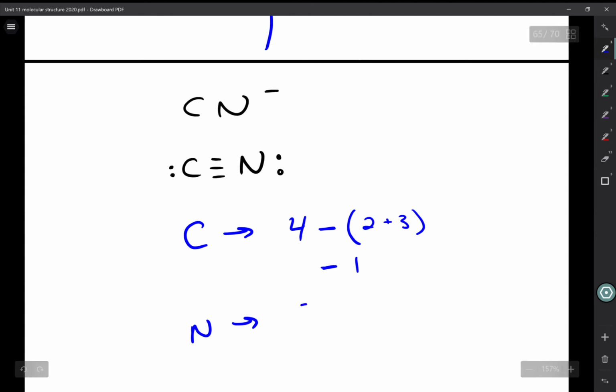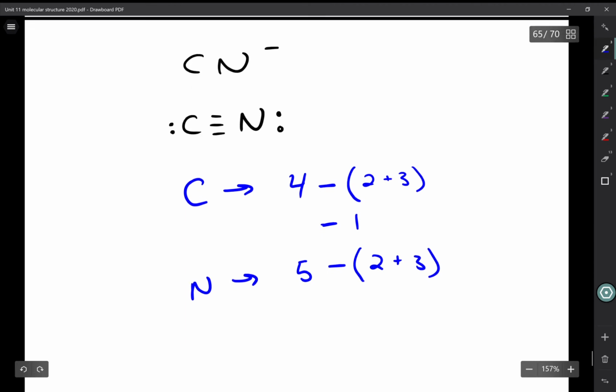All right, nitrogen has 5 in its free atom, minus the unshared, which is 2. And then 2, 4, 6. Half of that is 3. So 5 minus 2 plus 3 is 0.